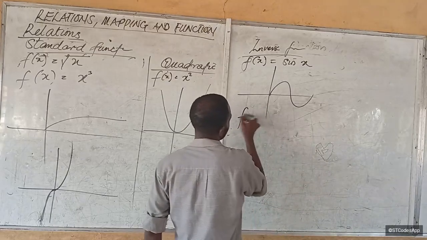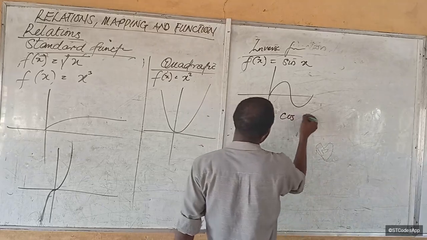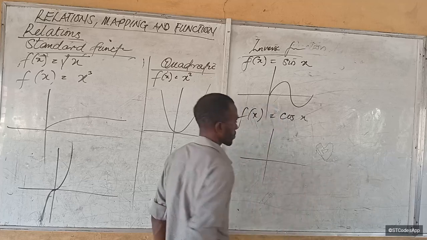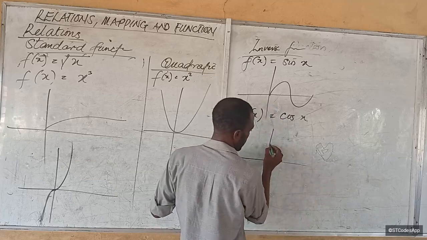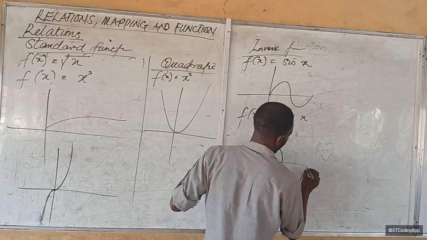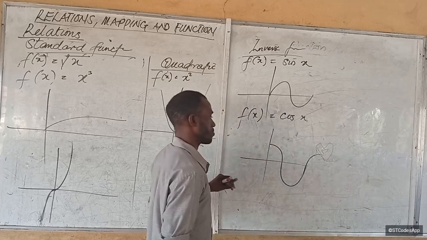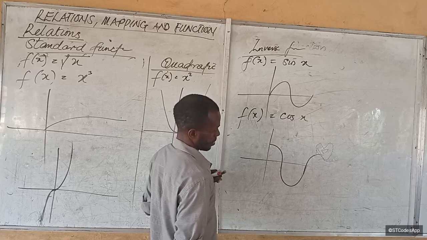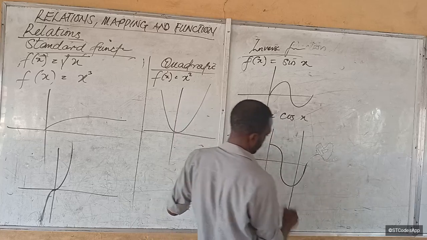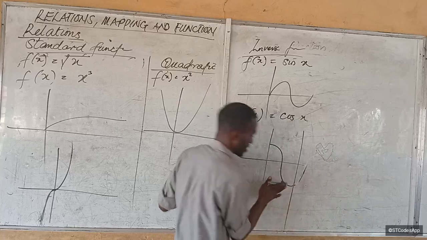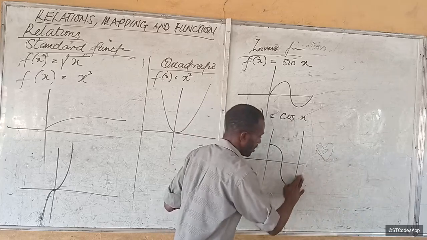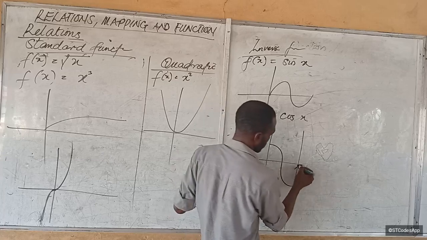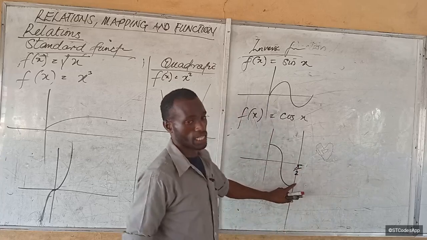Okay, how about if f of x were cos x? How would that one look like? We're going to start from here, right? Like this, right? You know, sometimes we end it here too. So if you have a graph that just goes like this, it's also cos x too. Sometimes it ends at pi over 2.